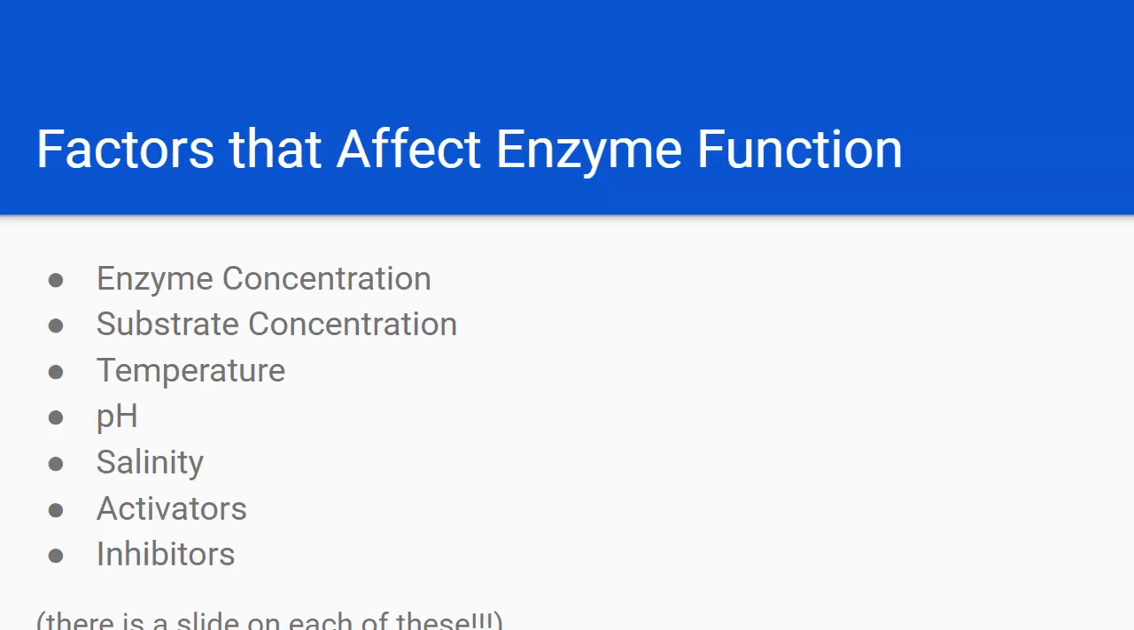Now, things that can affect the ability of an enzyme to function. As I mentioned previously, temperature, pH, and salinity are some of the easier ones. But there are other things: enzyme concentration, the amount of enzyme floating around; substrate concentration, the amount of substrate that the enzyme can act on; as well as activators and inhibitors that can facilitate or hinder the enzyme from being able to do its job. So I'm going to talk about each one of those more specifically.